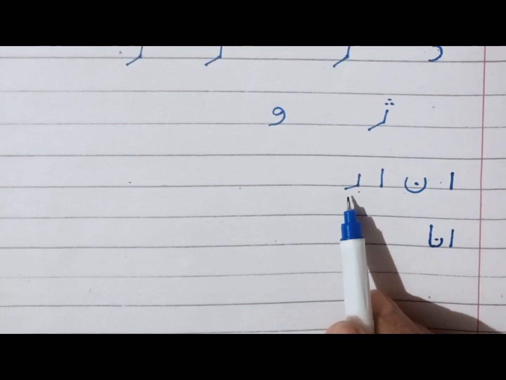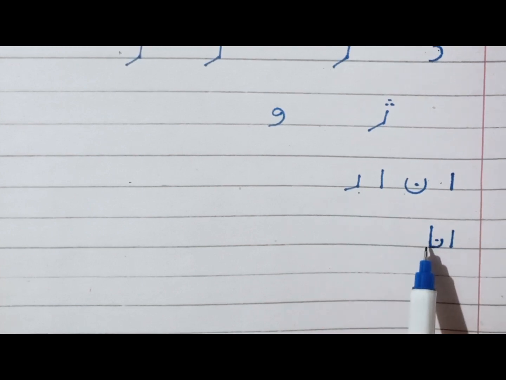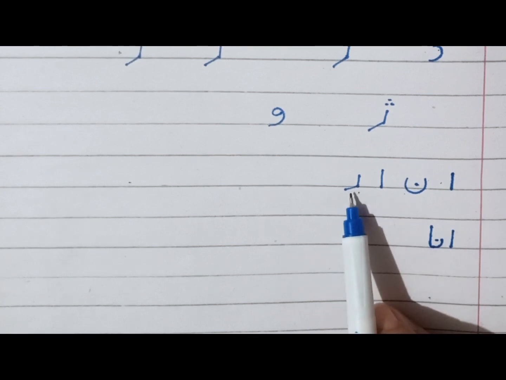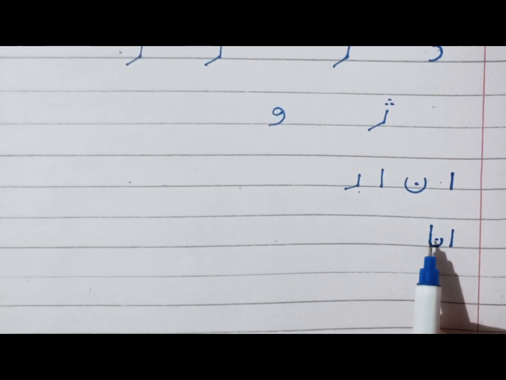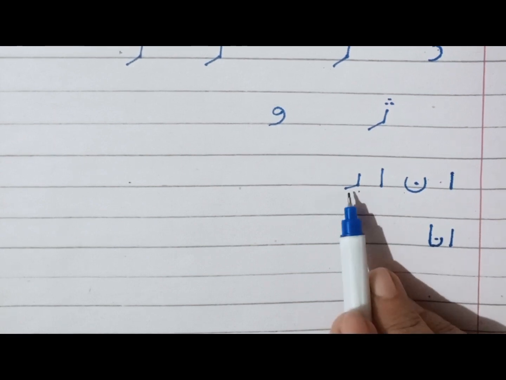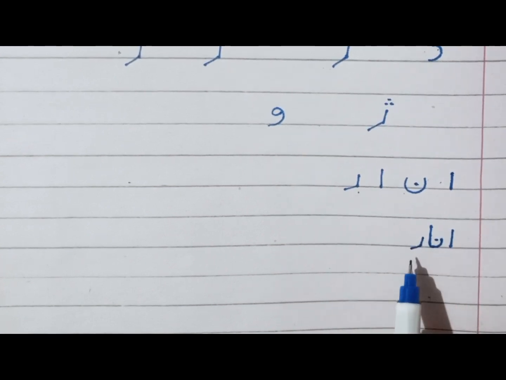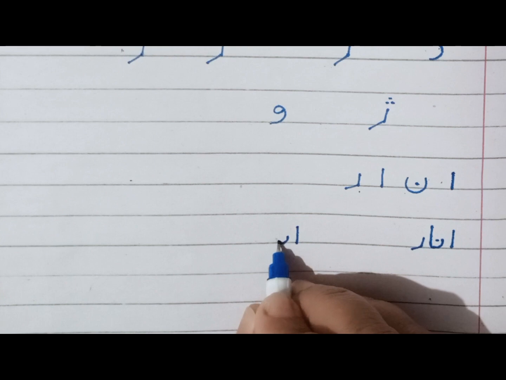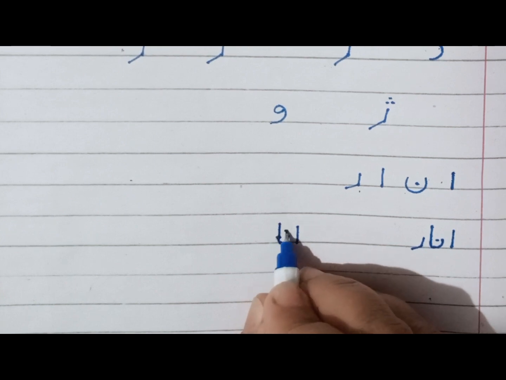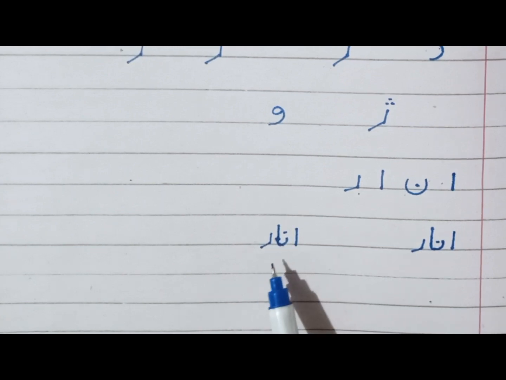One is left, ra. So what do you think? Can we join this ra with this alif? No, because this ra comes after alif. So this is the rule: after alif we cannot join any letter. That's why this re will be written separately on its own. Anar. Again I'll show you how to write anar. A, na, a, r. Anar. This is anar, and anar means pomegranate in English.